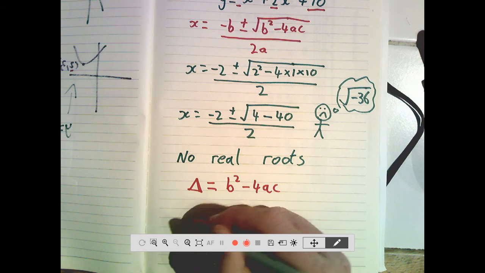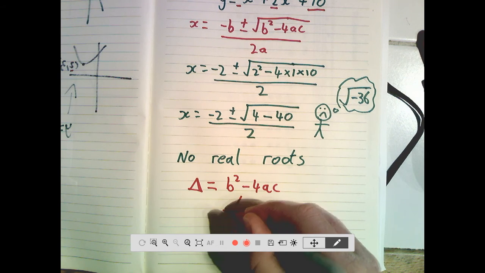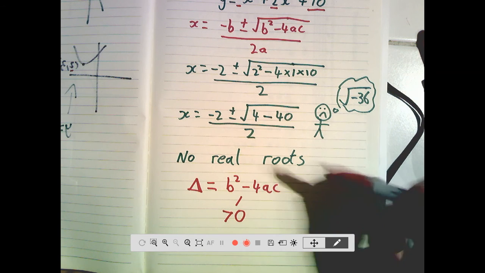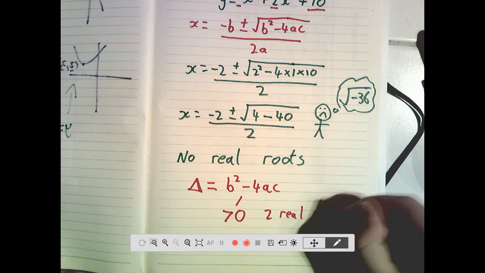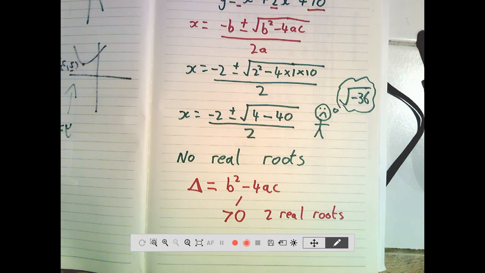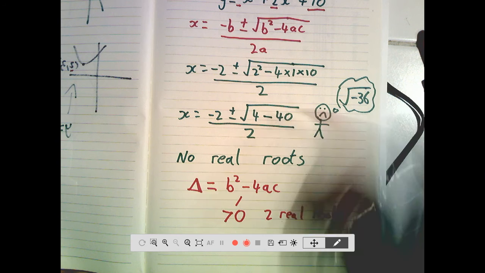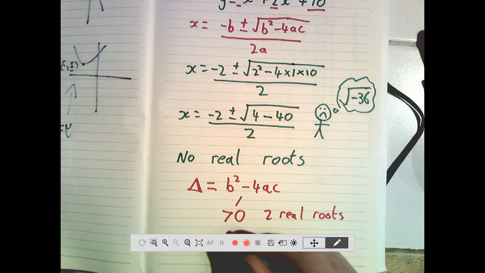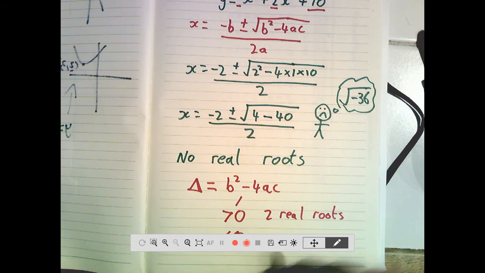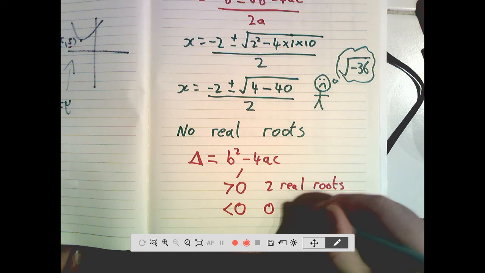And this is what you need to know. If this here is greater than 0, then you're going to have two real roots. In all the practice examples you've done already, this was always positive. So at this stage of the question, you're able to go on and answer it because it was positive. If b squared minus 4ac is less than 0, then you've got no real roots.